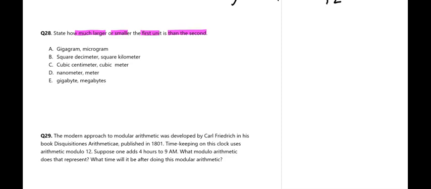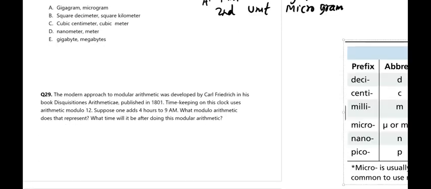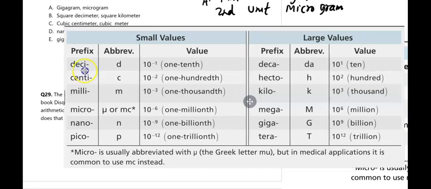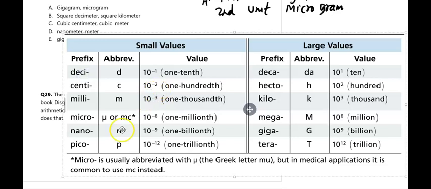So let's say the first unit is gigagram. I'm going to do A first. The first unit is gigagram, and the second unit is microgram. So you have to use this table. This table is given to you in the test. It should be on the top of the test. So where is the giga? Giga here is 10 to the power 9, and the micro here is 10 to the power -6.